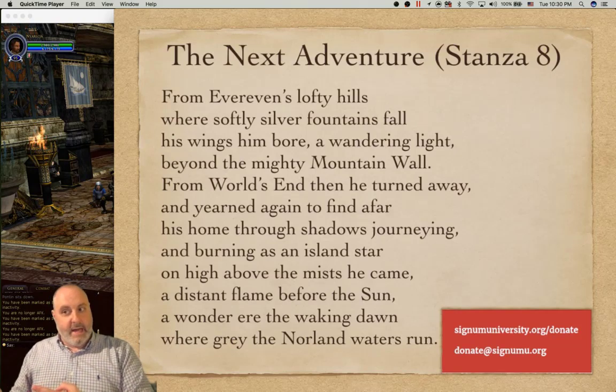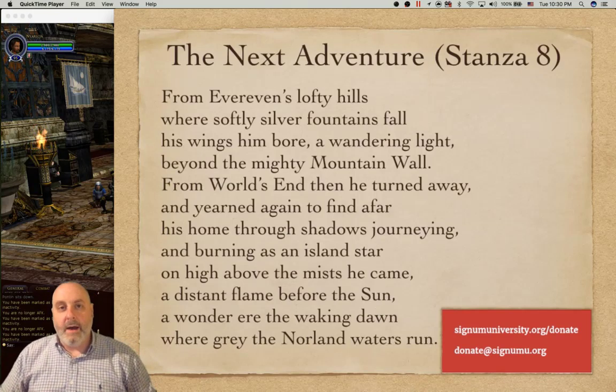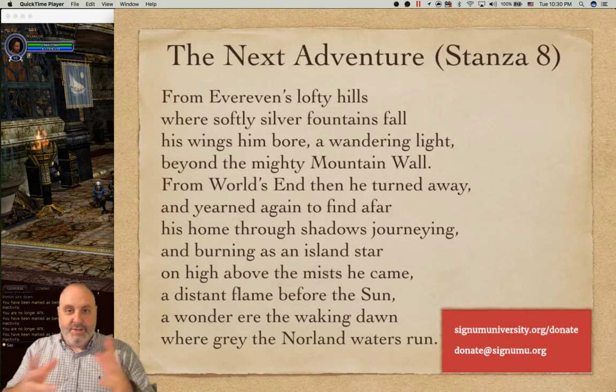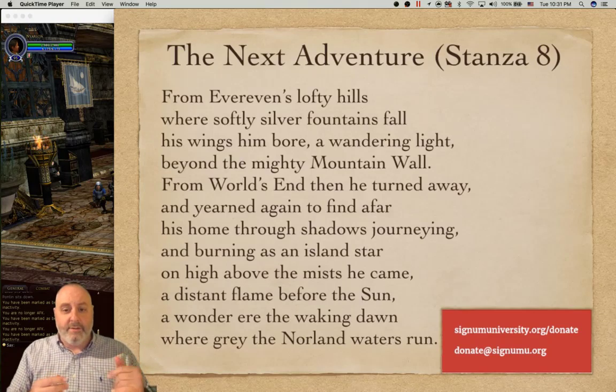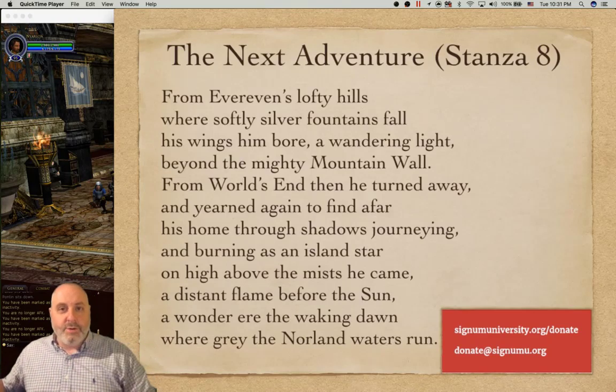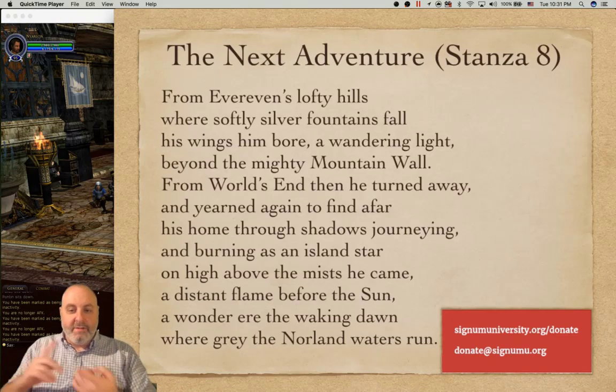Right? Journeying is not a main verb. That's through shadows journeying. It's a phrase, right? Describing how is he going to get it? It's another adverbial phrase. Right? He's going to find his home. How? Through shadows journeying. Right? Okay, so he turned away and yearned again.